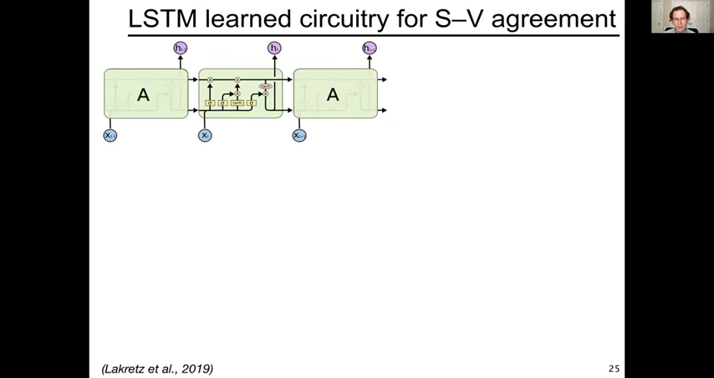So remember, this is the structure of an LSTM model, but remember that inside this little piece right here, what's being passed from one unit to the next in time is actually a big vector. This vector is a cell state. The bottom arrow is the hidden state. And the authors, Lakretz et al.